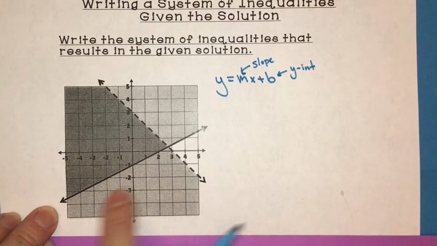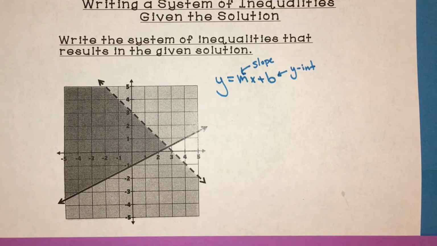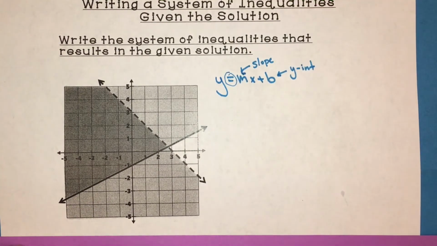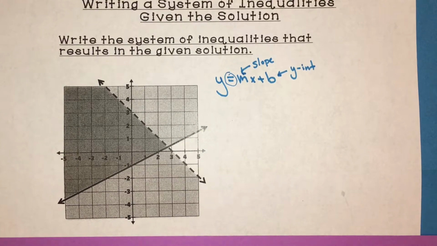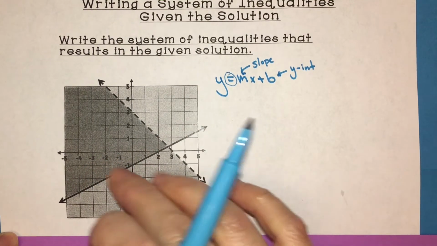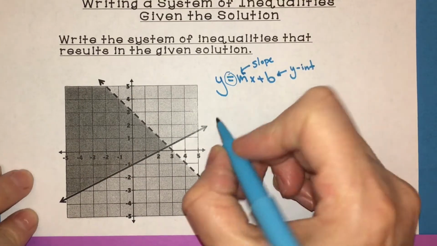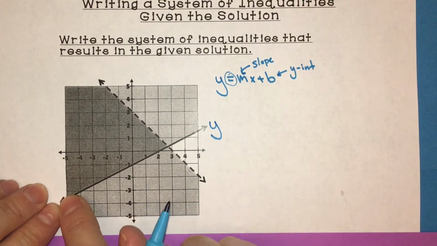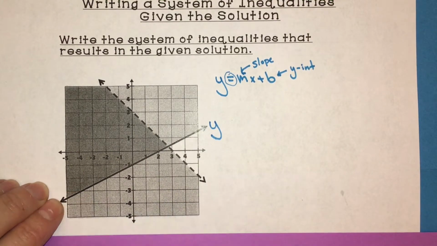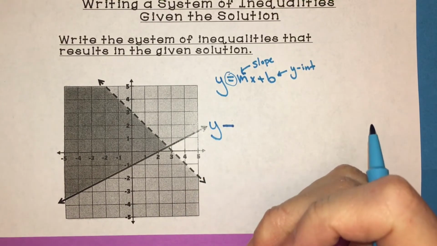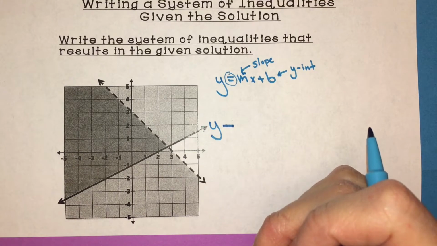Okay, but when we're talking about an inequality, we're talking about greater than, less than, greater than or equal to, less than or equal to, instead of the equal sign. So we need to replace that with one of those symbols. And we have to look at which side of the line is it shaded on? And you might say, well, it's shaded on both sides. So I'm going to start with y. I'm looking at the solid line, and it's solid, meaning it can include that line. So if it includes it, it's always or equal to. So it's either going to be greater than or equal to or less than or equal to.